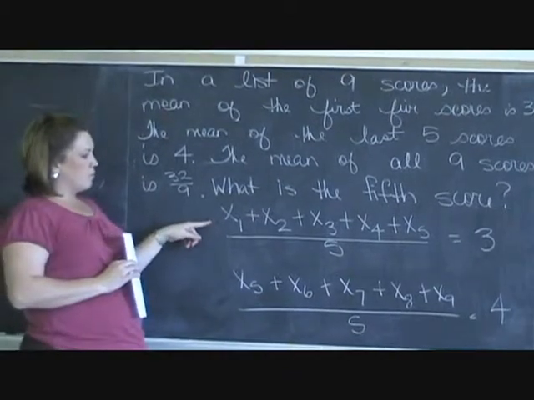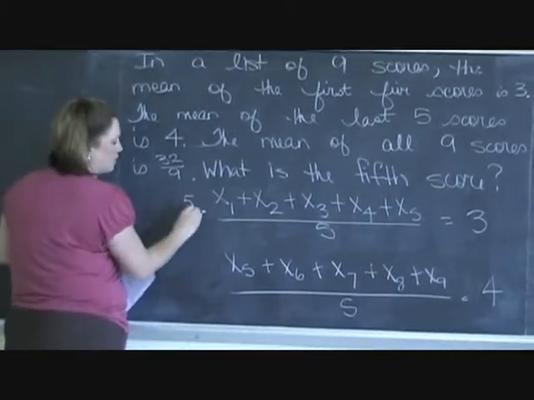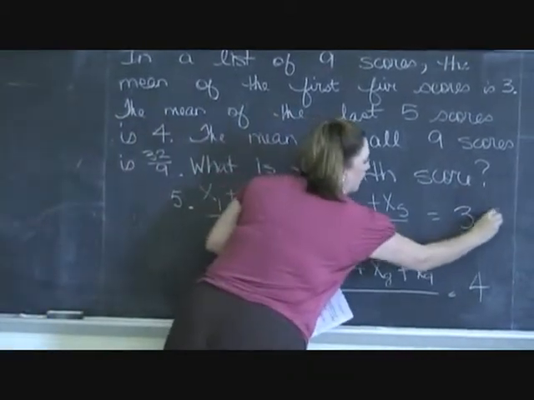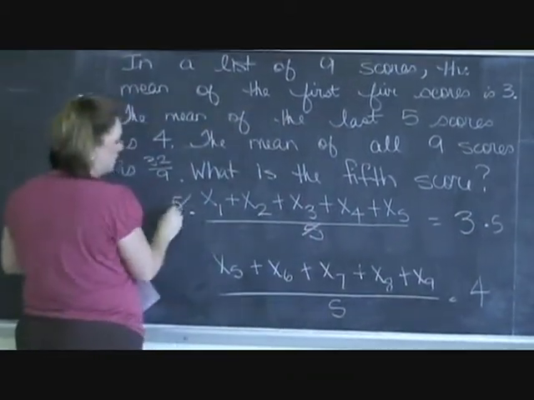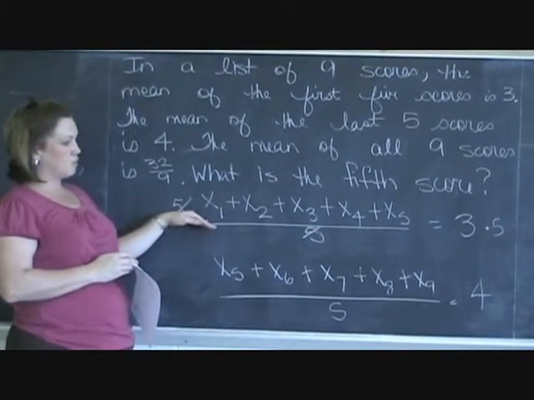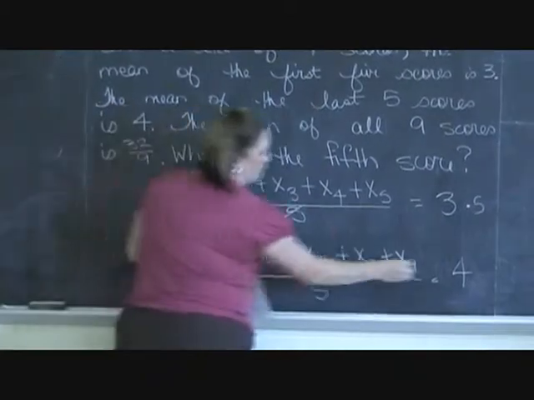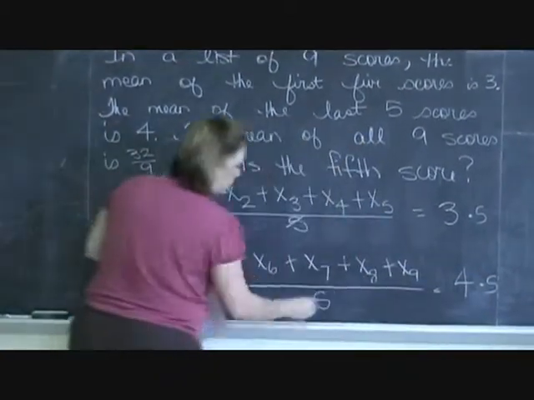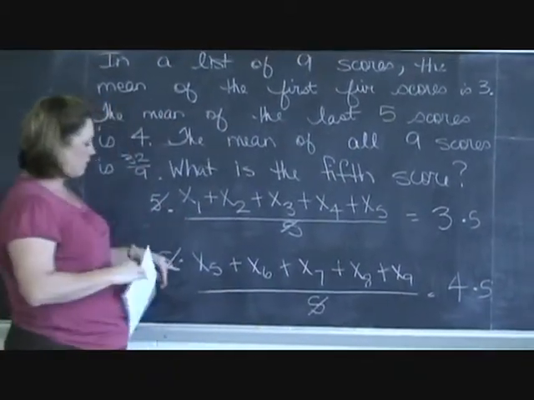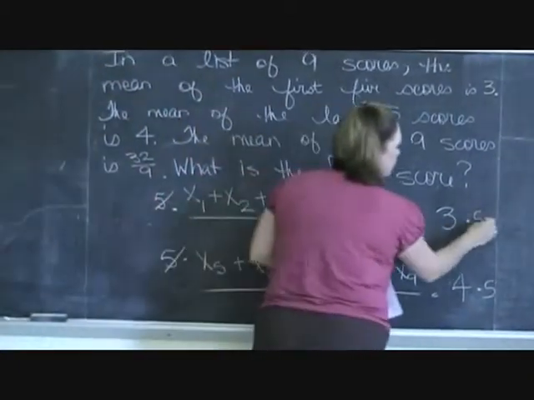You can also represent these two equations by multiplying both sides by 5, and that gives us the sum of the scores equals 15 for the first 5 scores. And when you multiply the second equation by 5, we find that the sum of scores 5 through 9 would equal 20.